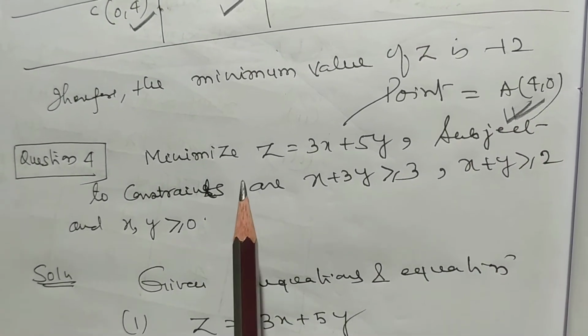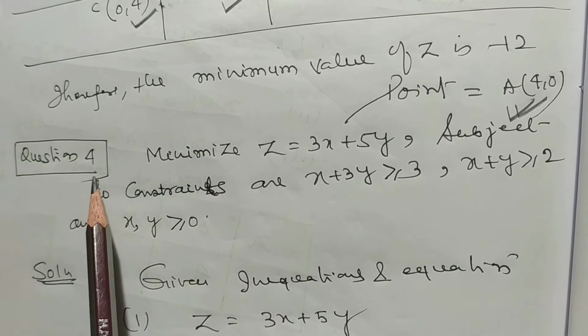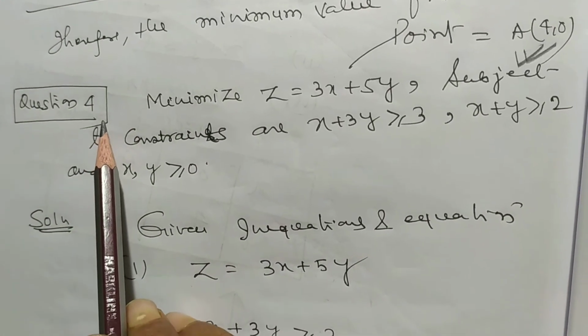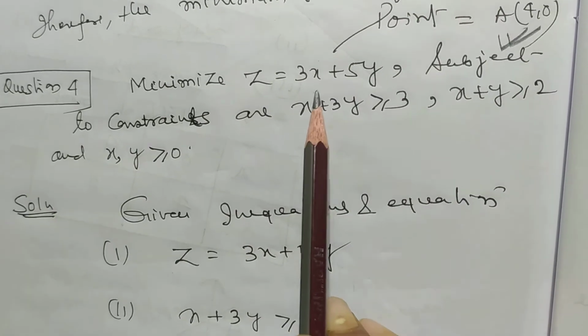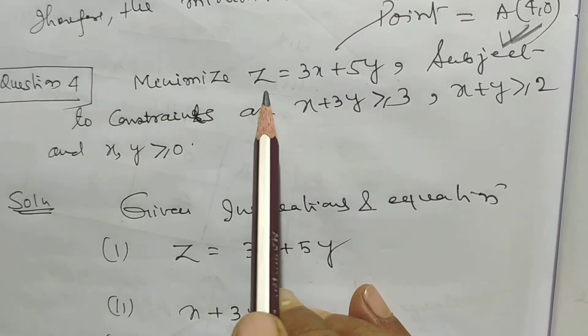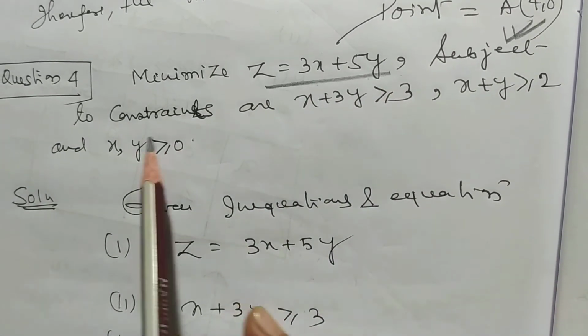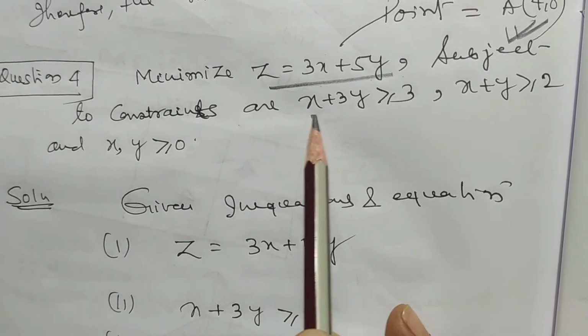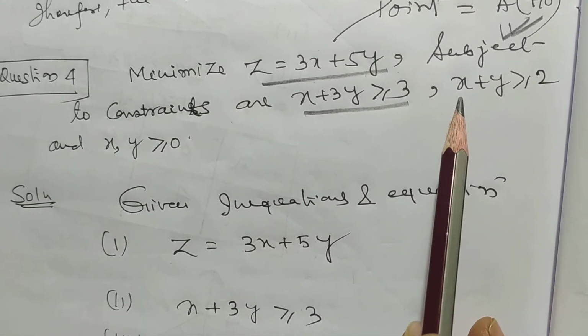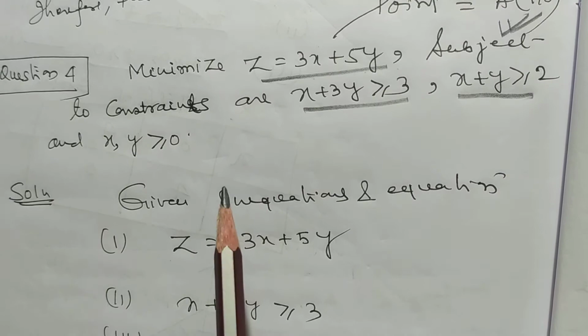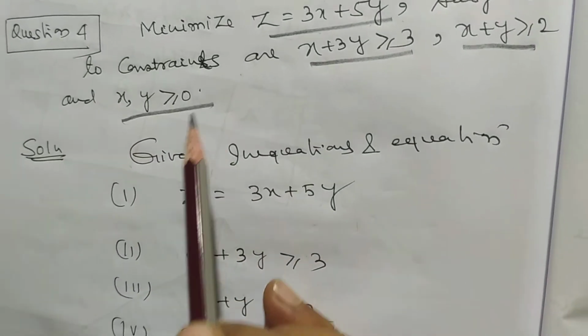Now my dear student, we want to solve problem number 4 of NCERT. Minimize z is equal to 3x plus 5y. This is the objective function. Subject to the constraints x plus 3y greater than or equal to 3 and x plus y greater than or equal to 2 and x, y greater than 0.